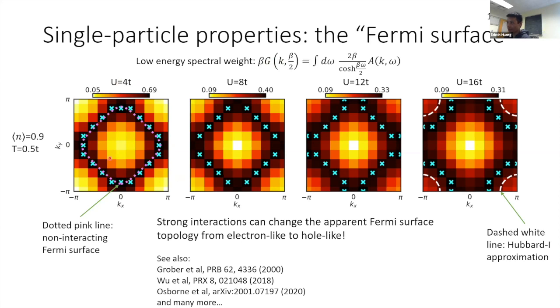You can see that for 10% hole doping, for weak interactions, the operational Fermi surface defined by these blue crosses matches very well with the non-interacting Fermi surface. As you increase the interaction strength, you can see that this electron-like Fermi surface becomes hole-like. So what happens is that these strong interactions can change the Fermi surface topology from electron-like to hole-like.